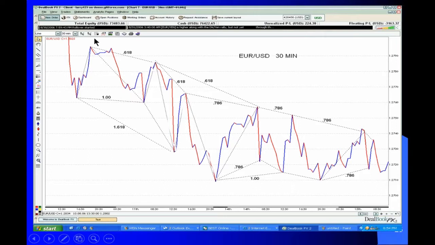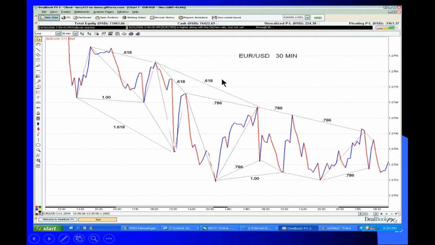And remember, when you have lower tops and lower bottoms, you're in a downtrend. So you want to be selling rallies in a downtrend and buying dips in an uptrend. That's what you're supposed to do. Whether you decide to do that or not, it's up to you, but we'll see.